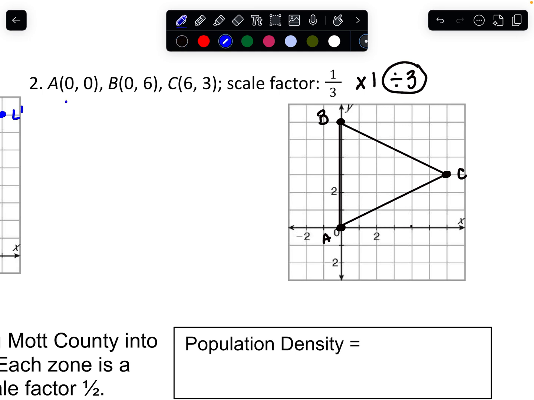So if we divide by 3, 0, 0 is going to remain 0, 0. 0, 6 is going to be 0, 2 if we divide by 3. And then 6, 3 will become 2, 1. So 0, 0, 0, 2, and 2, 1. So now our new image looks like that. It was reduced by 1/3. Now, keep in mind that doesn't mean the area of it has reduced by 1/3. It means that each side length has reduced by 3.